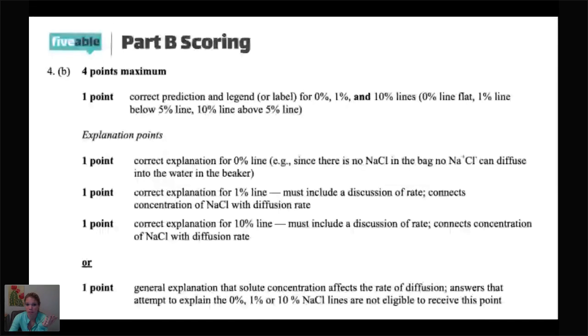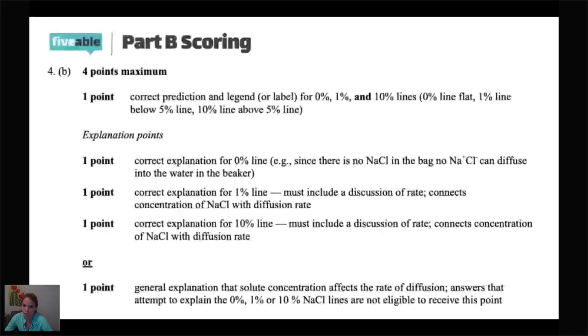Any questions about this free response prompt so far? Okay, I'm going to go on to part C.